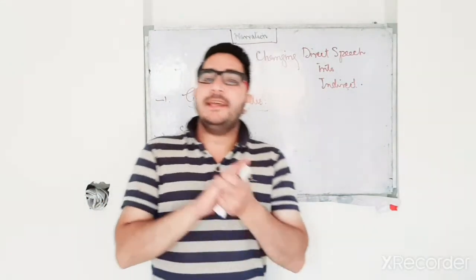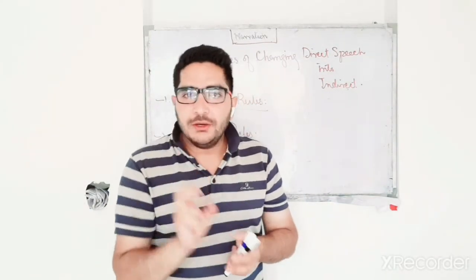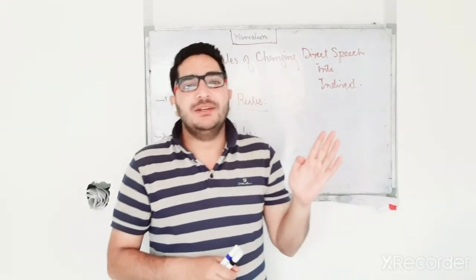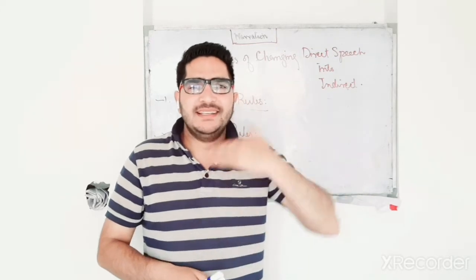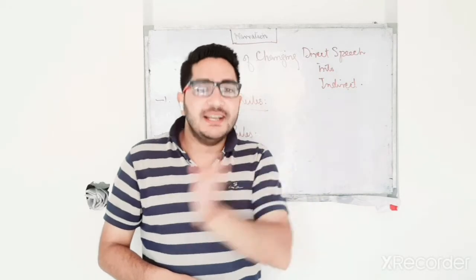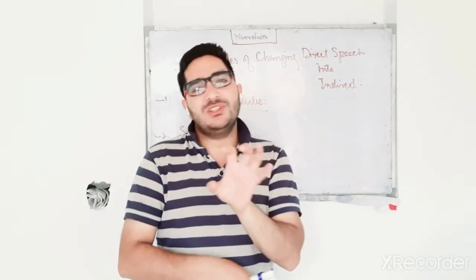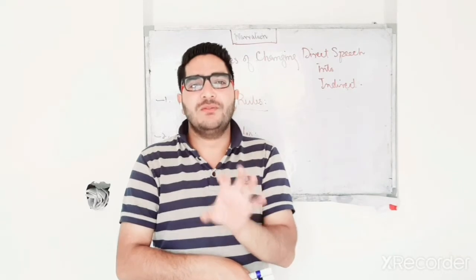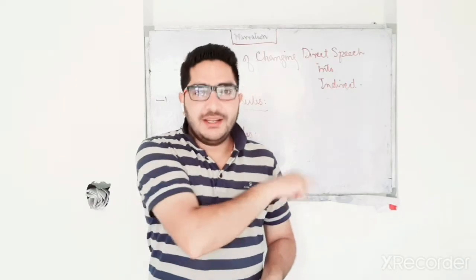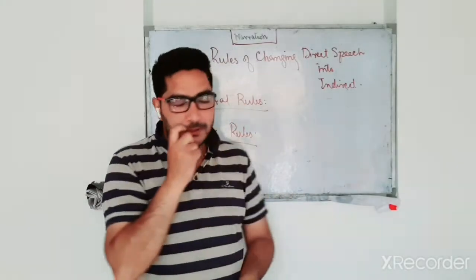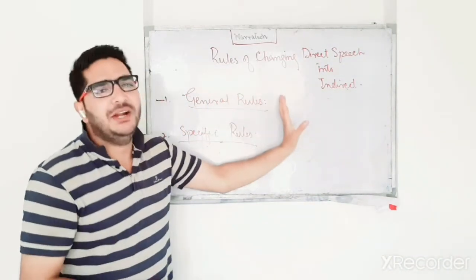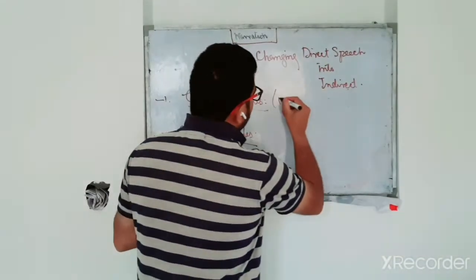As far as general rules are concerned, general rules are those rules which are followed in every kind of sentence, whether it is assertive or interrogative or imperative, optative, or any other kind of sentence. These general rules are followed everywhere. What comes under this heading, we'll discuss once I complete this one.